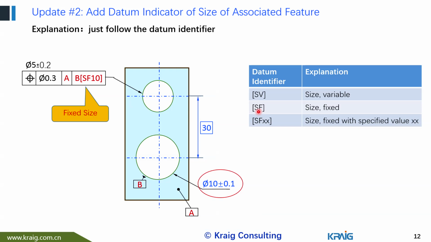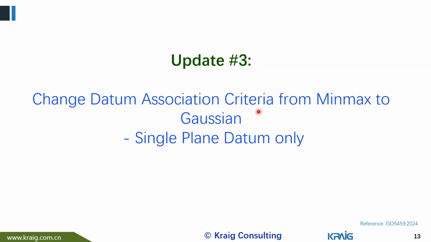All right, then next, update number three. Number three is a very important update. It changed the default datum association criterion from minimax to Gaussian, and this is only used for single plane datums.